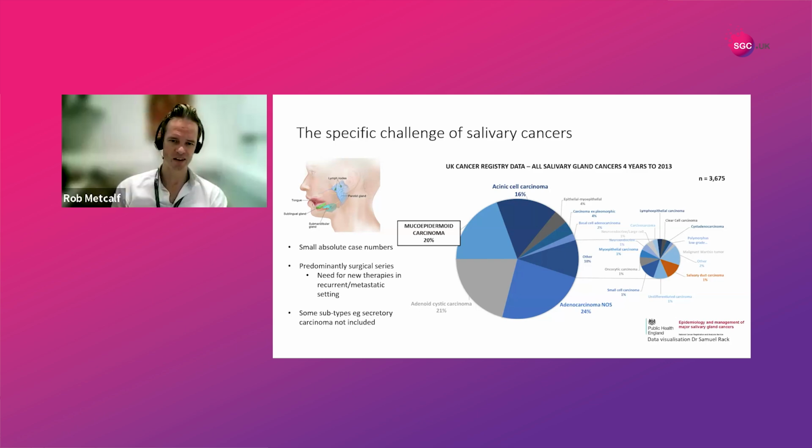And so it highlights some of the challenges we have in both the management of salivary cancer and also in research into salivary cancers. The small absolute numbers make it a very difficult disease to standardize management across multiple hospitals, and also make it difficult to recruit enough patients to get big enough groups to actually develop research around.